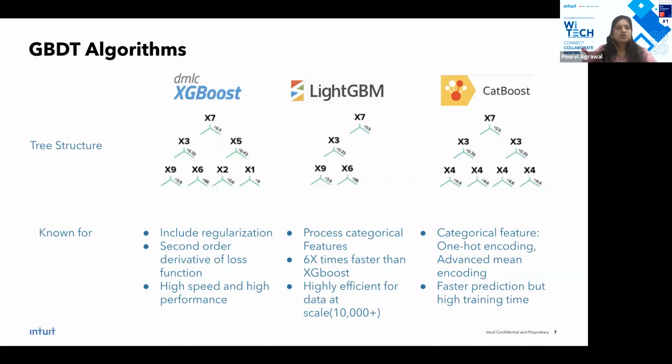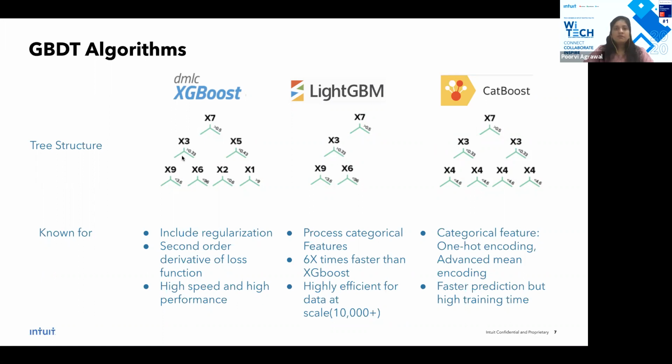Now moving on to the different algorithms of GBDT. There are three most popular algorithms of gradient boosting on decision trees: XGBoost, LightGBM, and CatBoost. These three are widely used in practice in the current scenario. So starting with XGBoost, the tree structure of XGBoost is similar to what we see in normal GBDT.